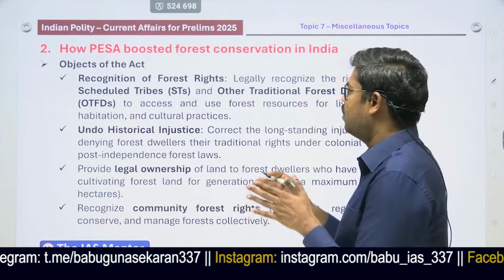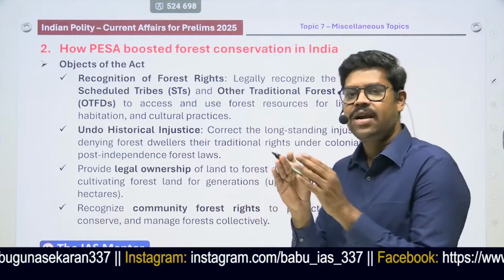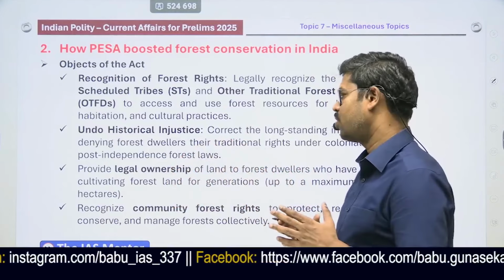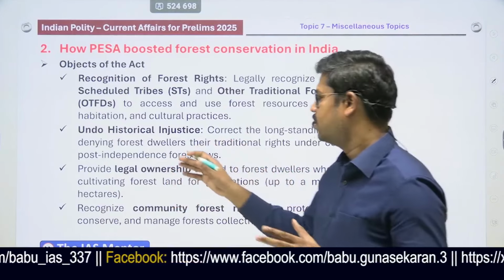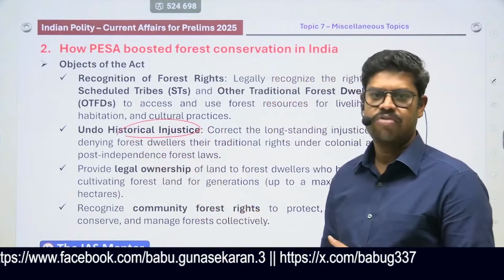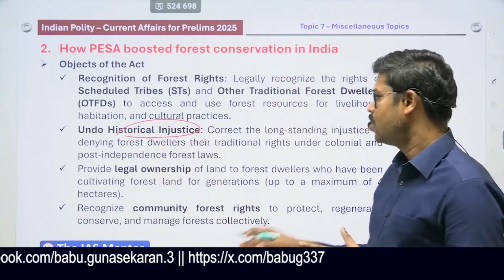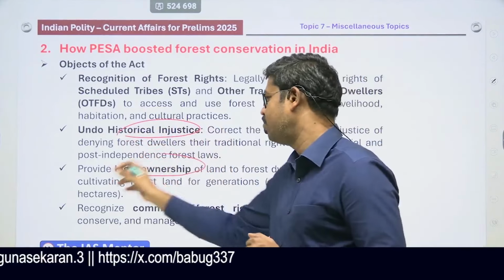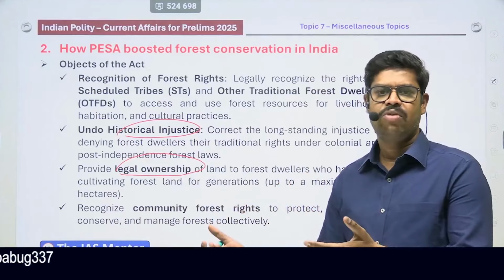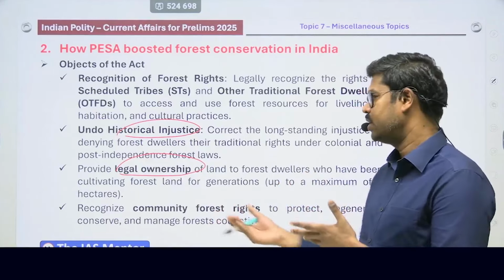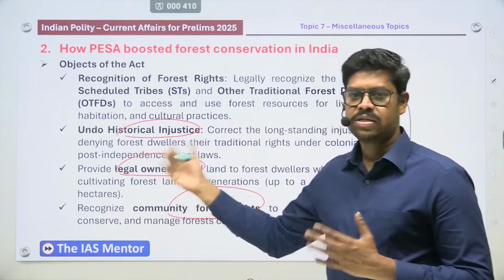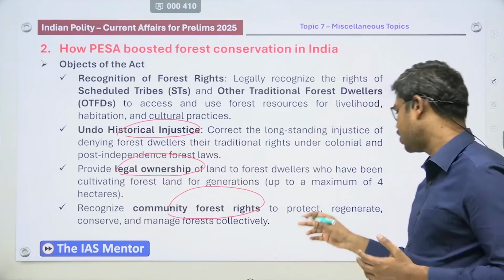The Forest Rights Act majorly wanted to recognize the land rights of forest dwellers and their rights over forest produce, the minor forest products. By this act they wanted to undo the historical injustice that has happened to the traditional forest dwellers, and also provide legal ownership over forest areas. Up to 4 hectares of land will be given as land holdings in the forest. It recognizes community rights, so individuals can own lands and communities have rights over the forest.